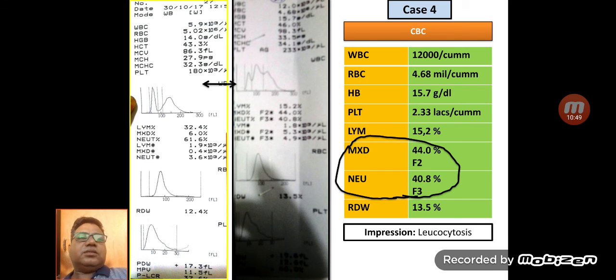This is another case, case number 4. Here you can see there are two flags, that is F2 and F3 flag, and you can easily compare with the normal curve which is present on the left side, and on the right side it is the curve of the patient. The total count of this patient is around 12,000 per cubic mm, and the cell counter is basically unable to differentiate the mixed population and neutrophils, and that means there is a merging of the F2 flag with the F3. So here you can easily appreciate that F2 is in continuation with the F3 fraction.